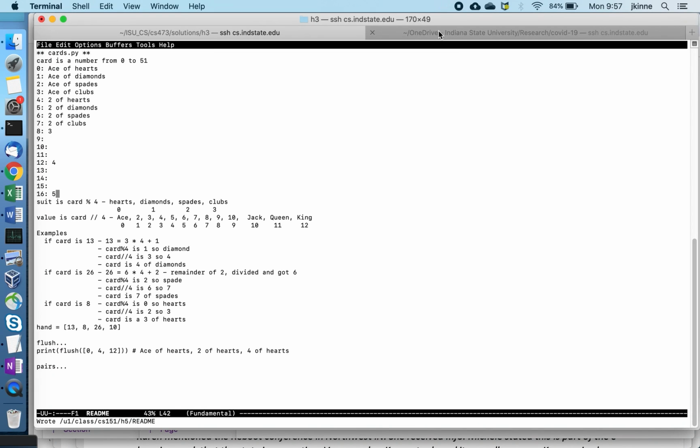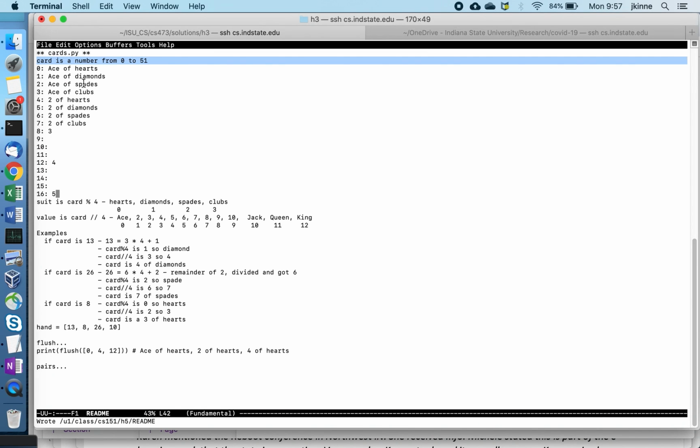Looking at solutions to homework problems, and we're starting with the cards in homework 5. Okay, to review how this is laid out, what's the structure, what's going on. We're keeping a list of numbers from 0 to 51 and thinking of those as cards, because there are 52 different cards in a playing card deck.